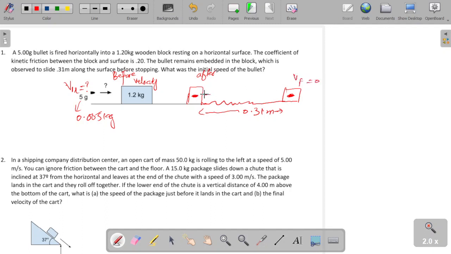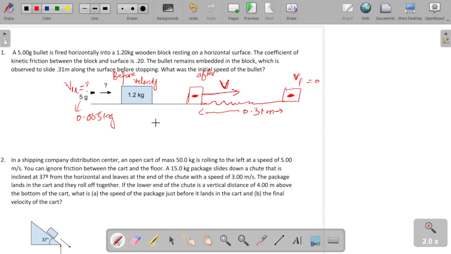In this situation the block will move in a horizontal direction. This is the common velocity of the bullet and the block system, so I call it capital V. Here its velocity was V, eventually it stops. I call it vf is equal to 0.